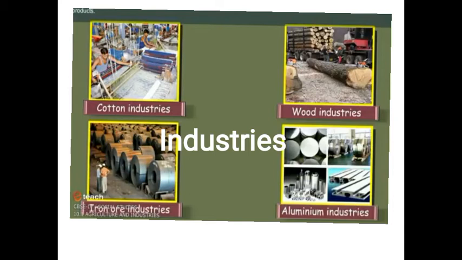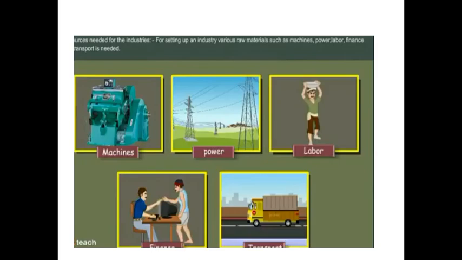Using machines in a factory is called an industry. When we use machines in a factory for making a particular product, that is an industry. Raw materials, machines, power, labor, money, and transport are some things needed to set up an industry. These are all required to set up an industry.